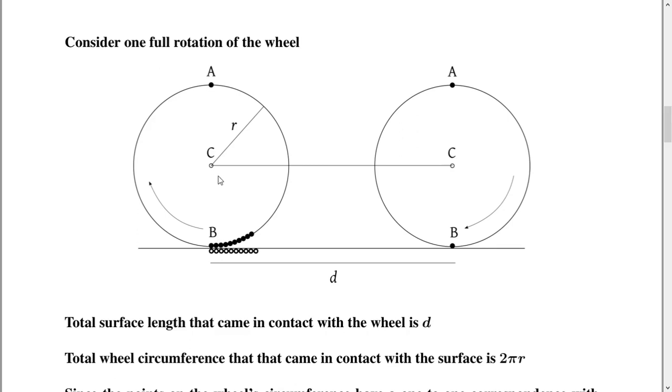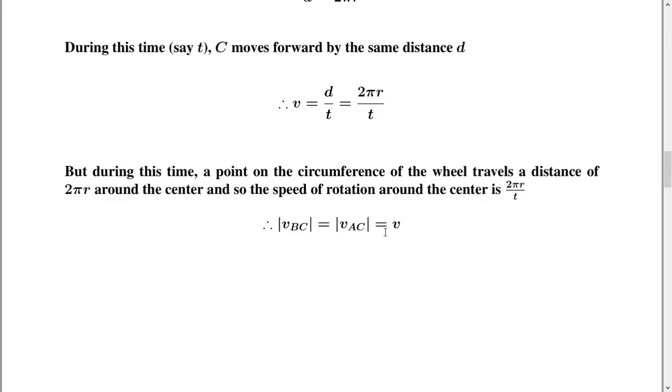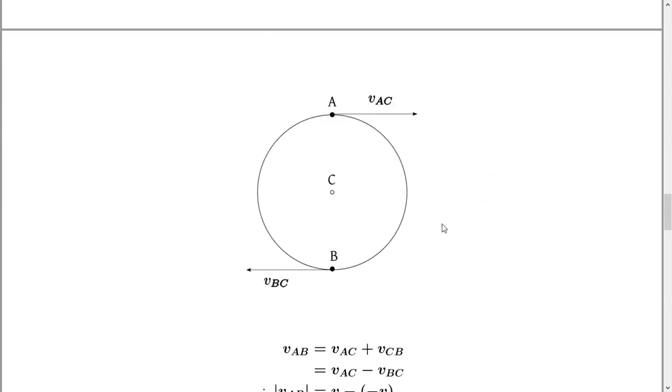In other words, VBC is equal to VAC, which equals V. The speed of B with respect to C is equal to the speed of A with respect to C, and that's equal to V. However, the directions are different for A and B. A is going towards the right and B is going towards the left. Let's say the right is the positive direction. So A has a velocity V and B has a velocity minus V. VAC is V and VBC is minus V.